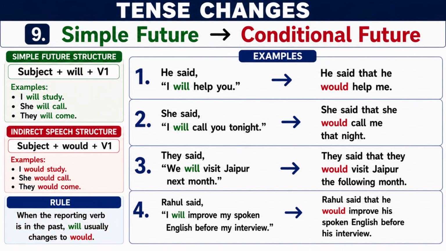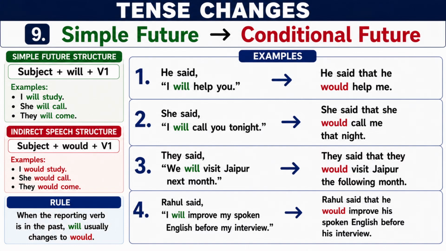The structure of simple future is subject plus will plus first form of the verb. Examples are, I will study. She will call. They will come. In indirect speech, the structure becomes subject plus would plus first form of the verb. Examples are, I would study. She would call. They would come.